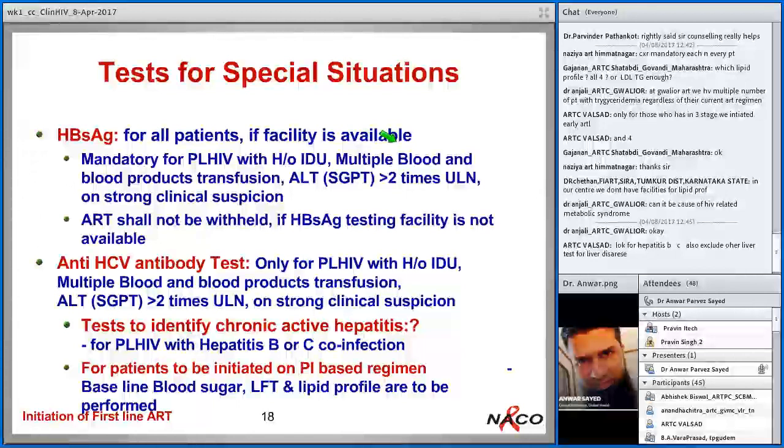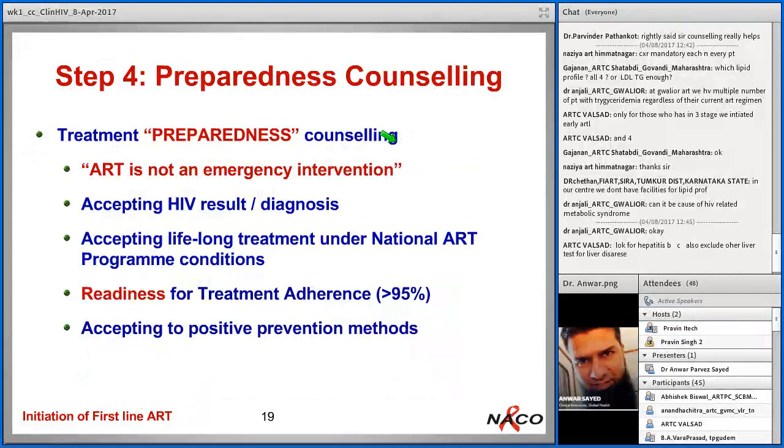Then there are other investigations like HBs antigen, or surface antigen, for Hep B testing, then Hep C testing. Especially it is mandatory for PLHIV with history of drug use, and if ALT, that is SGPT, is more than two times the upper limit of normal or there is strong clinical suspicion. Again, it is not available in each and every facility, but wherever it is available, it has to be done. For HCV, again, for all IDUs, it is mandatory.